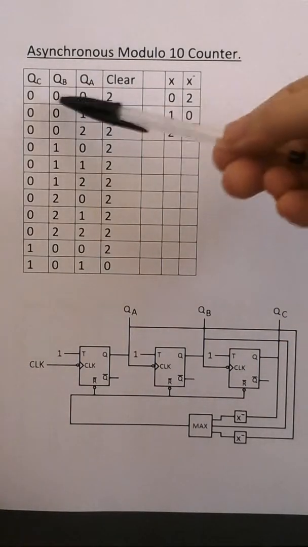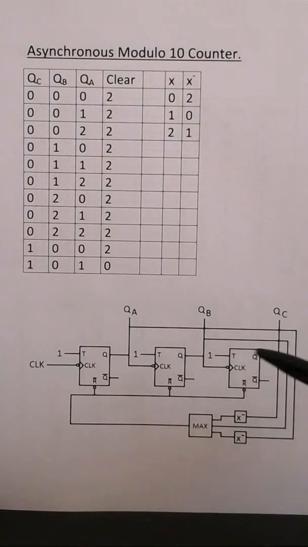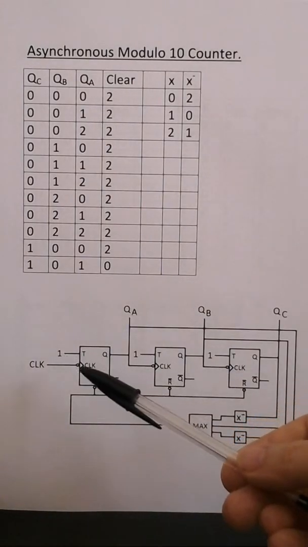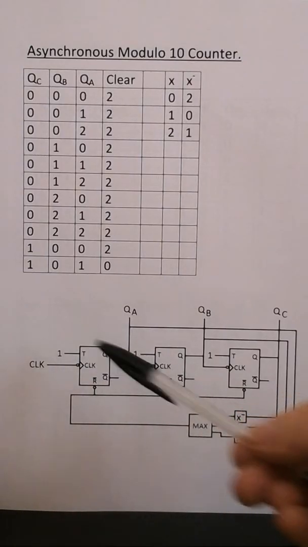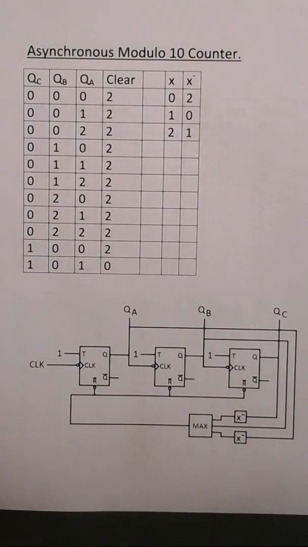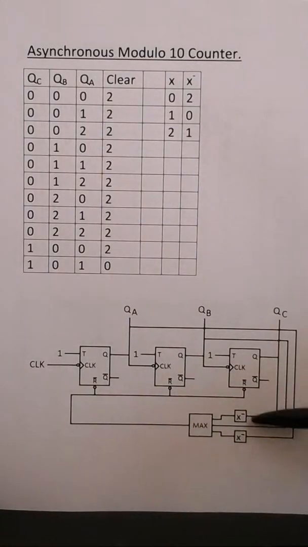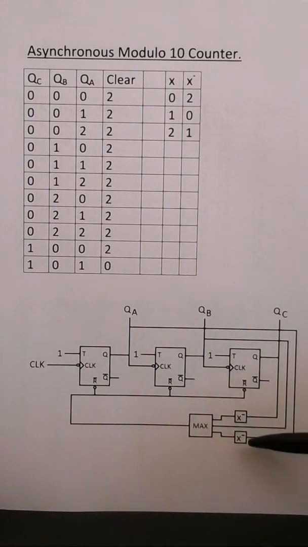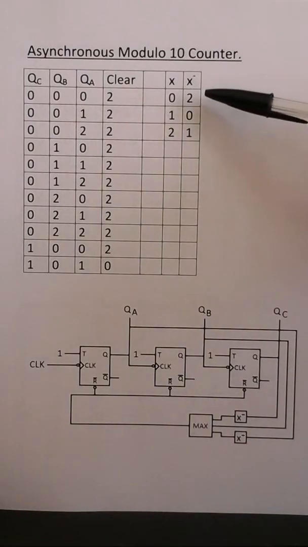So we have QA, QB and QC here. You're implementing it using T flip-flops, so they're all counting up with the T input set to 1. And I'm using the successor function here to the inputs of the maximum function, which, in response to 0, 1, 2, goes 2, 0, 1.